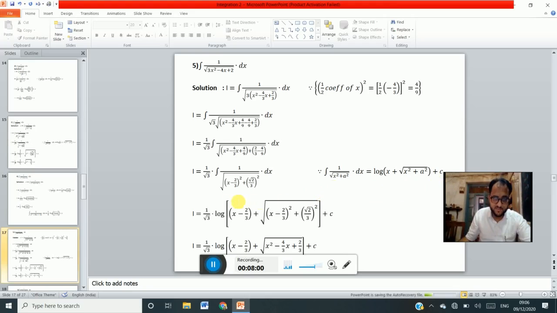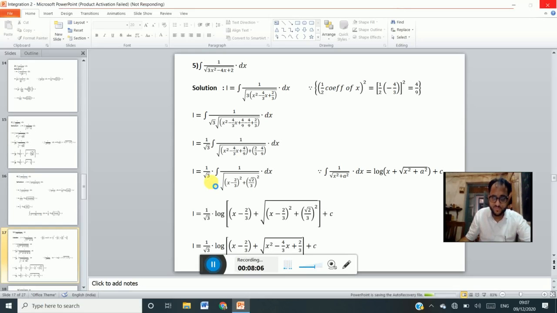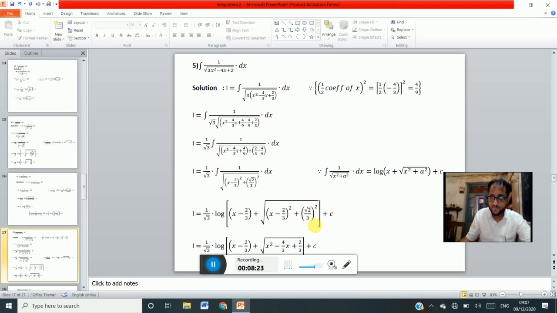By using this result, we get 1 by root 3, the constant outside the integration, and the result of this is log of x minus 2 by 3 plus root x square plus a square, plus c. Again root 2 by 3 whole square means 2 by 9. So in the final answer, 1 by root 3 log of x minus 2 by 3 plus, or instead of this we use the given function, x square minus 4 by 3 x plus 2 by 3, right? So this is the final answer for this question.